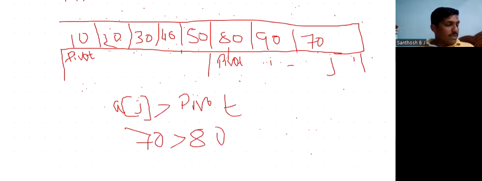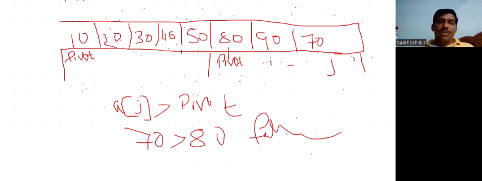One minute, I think I missed something. Pivot value is 80. First I: A of I is less than the pivot? No. A of J is greater than the pivot? 70 is greater than 80, no. Once again that is also false. 70 is not greater than 80. So both conditions are false now.